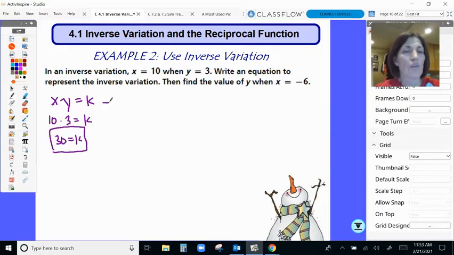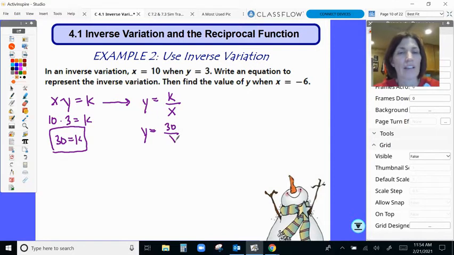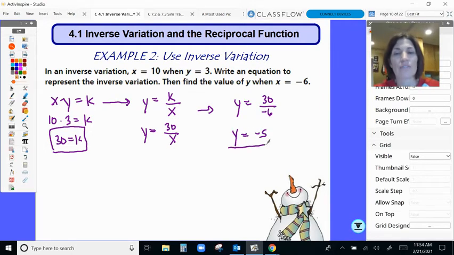Okay, so now when I want to write an equation, if I divide both sides by x, I get y equals k divided by x. So now I can write this equation as y equals 30 divided by x. Now I can find the value of y when x is negative 6, right? So y equals 30 divided by negative 6. So y is going to be equal to negative 5.